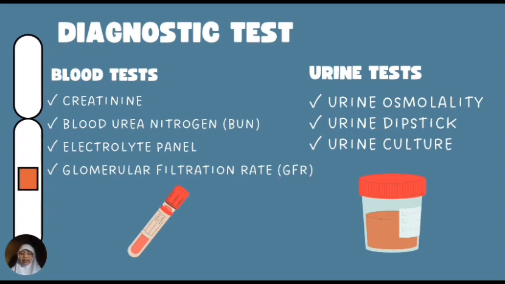For urine tests, we have urine osmolality, which assesses the concentrating ability of urine tubules, providing insight into kidney function. Urine dipstick is a test used for excess protein or proteinuria, which may indicate kidney function issues. For urine culture, it checks for white blood cells and bacteria indicating kidney infection.